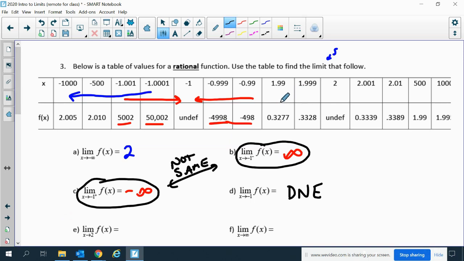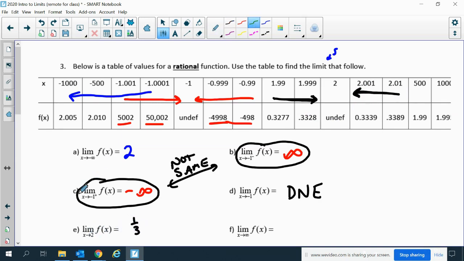So if we take a look at what happens as we're approaching 2, it looks like, and again, we can't be sure because all we have are certain values, but it looks like we are approaching 1/3 in both directions. So from the left and from the right, it looks like we are approaching 1/3. Therefore, we would say that the limit as x approaches 2 is 1/3.